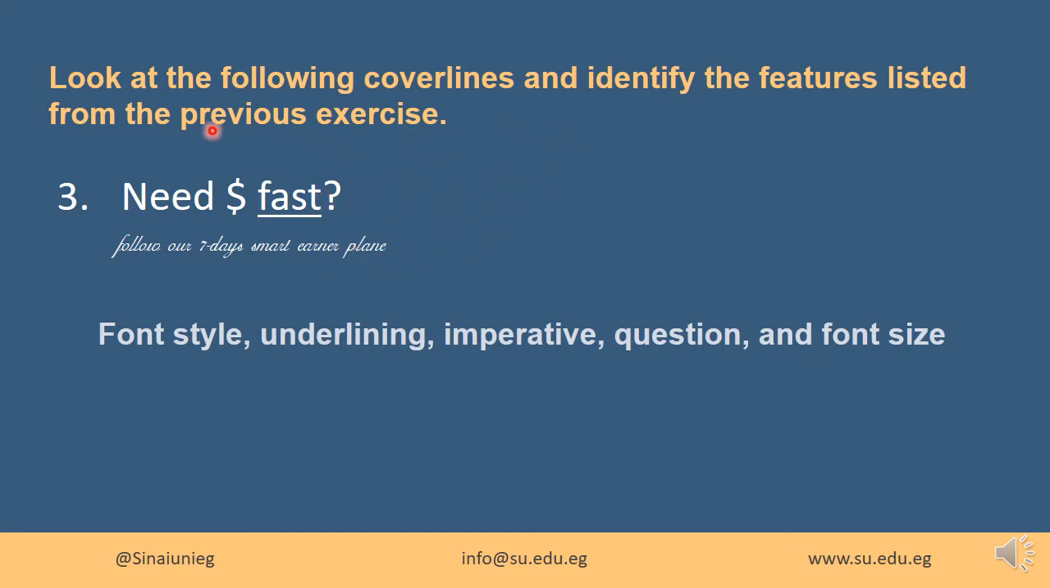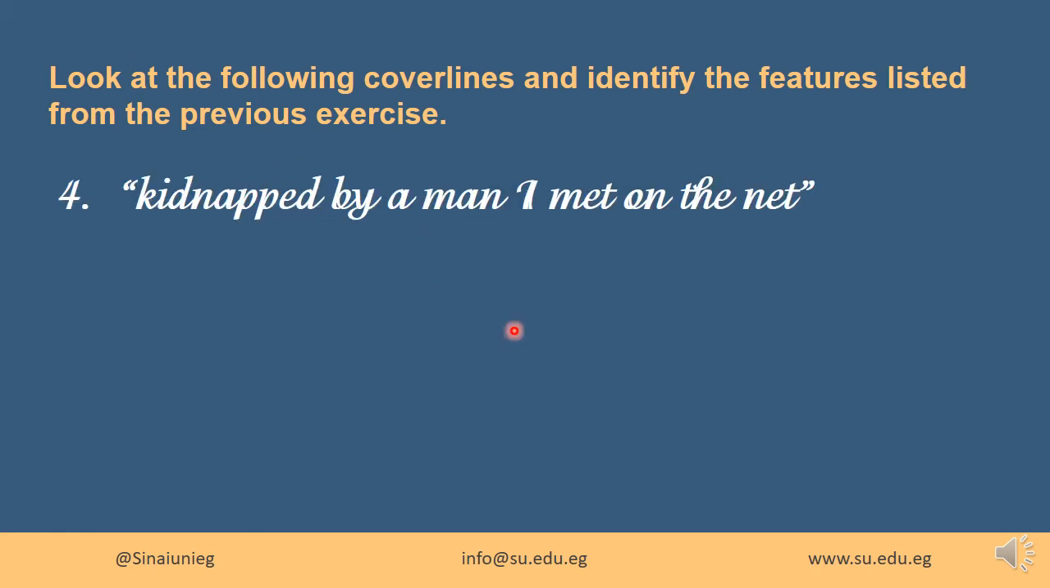All right? Okay. Kidnapped by a man I met on the net. What is the feature used here? It's only one feature. As you can see, it's quotation, as here we have quotation marks, and this is a quote. So the feature here is quotation. Moving to the next one.